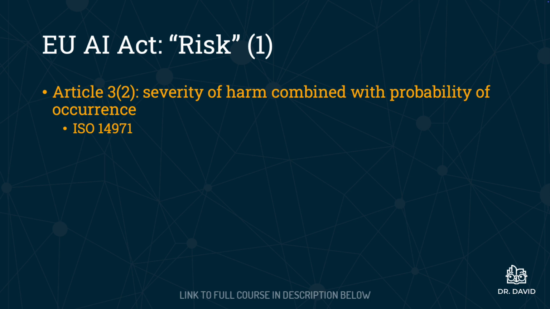The EU AI Act defines risk as well as a number of other important terms in Article 3. Specifically, risk is Article 3.2 and is defined as follows: the severity of harm combined with probability of occurrence. And that should sound familiar. We saw this definition earlier in the course.